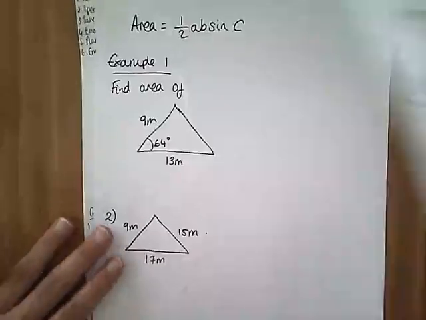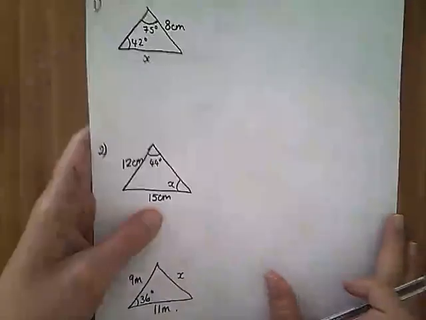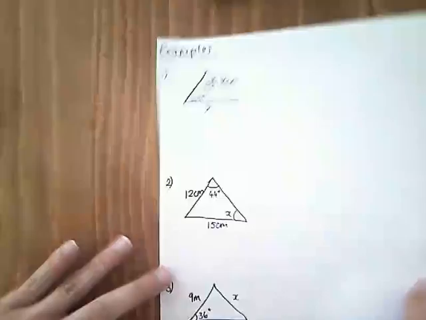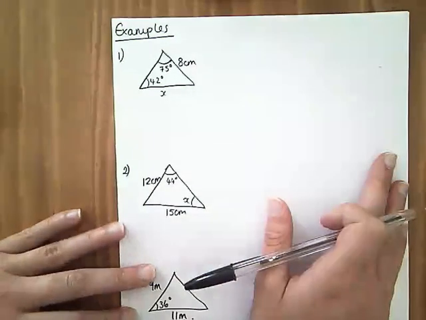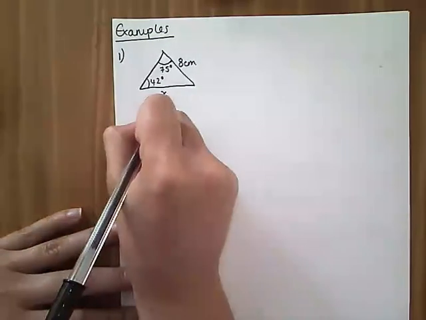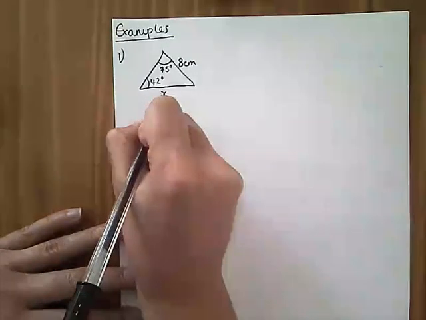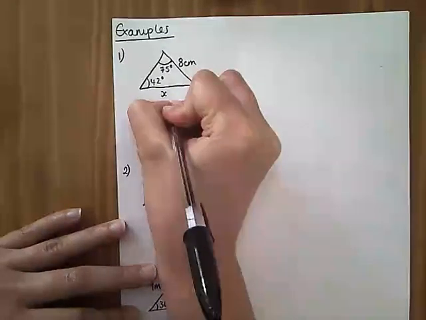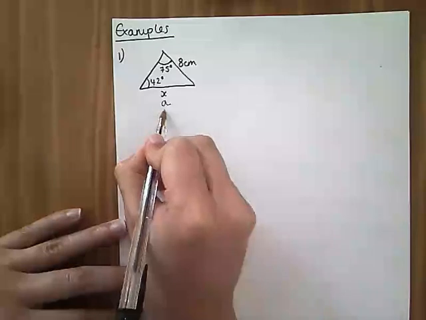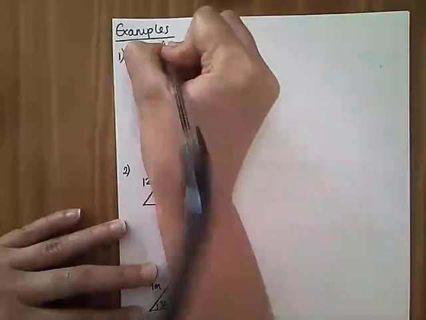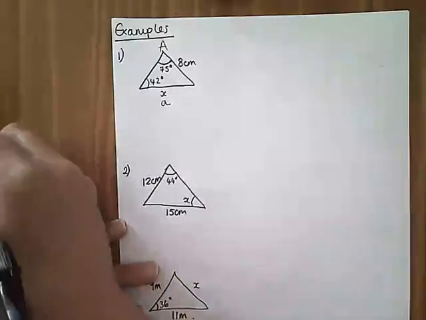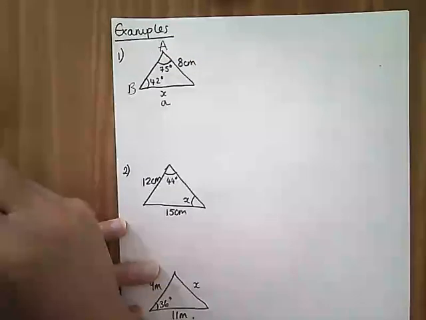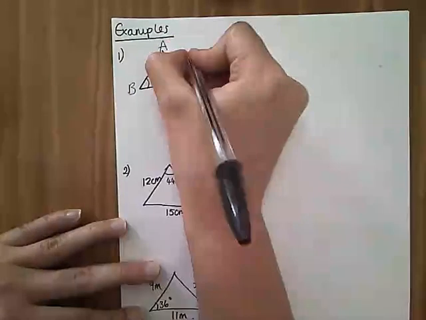Okay, right, here we go. Example number 1. I just said that whatever you're trying to find, we want to label A. So here we're trying to find this side. It's a side, so it has to be a little letter, so we'll call that little a. If that's little a, the opposite angle has to be big A. There's big A. Okay, we've only got an angle and a side left, so we'll call this angle big B, and the opposite side little b.